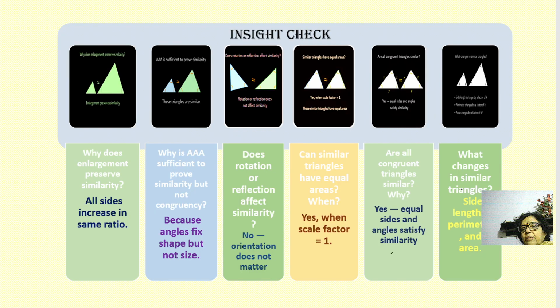What changes in similar triangles? When two triangles are supposed to be similar, what are the changes you notice in the two similar triangles? Say over here in this picture, you can see the two triangles are similar, but we can see the side lengths have changed, the perimeter of course will change, and the area will change. So these are some of the factors that you must keep in mind when you solve a question.